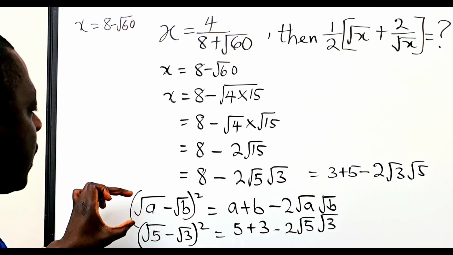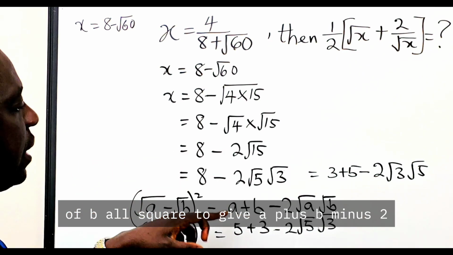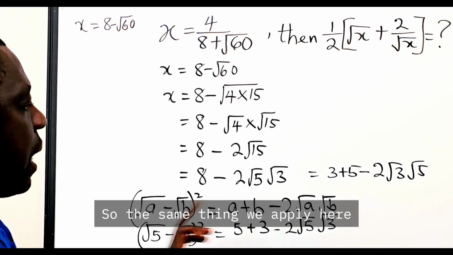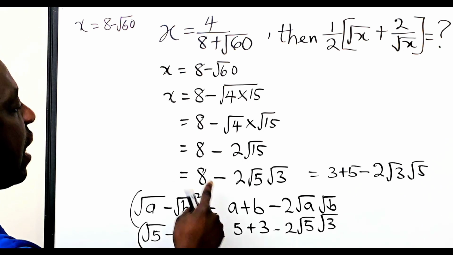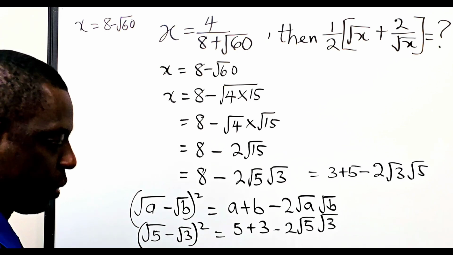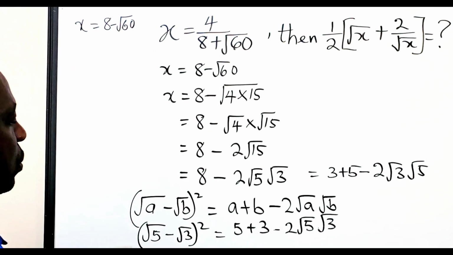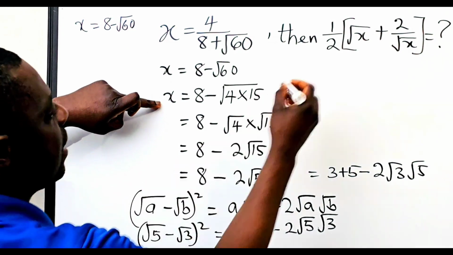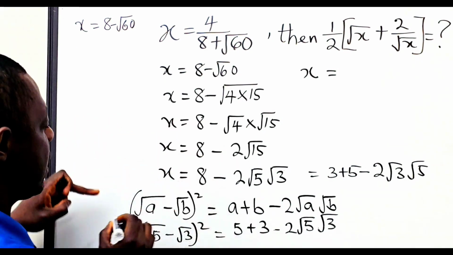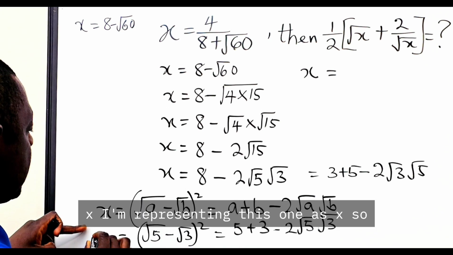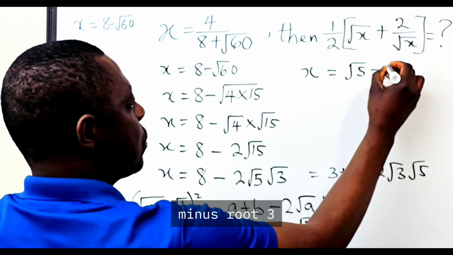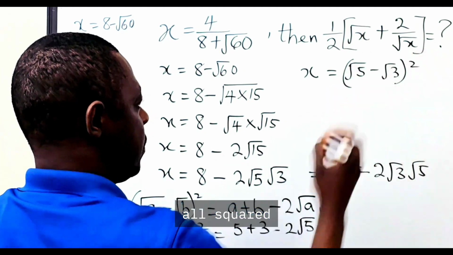By using this formula that says square root of a minus square root of b all squared gives a plus b minus 2 into square root of a square root of b, we apply the same thing here. That means everything here is root 5 minus root 3 all squared. So I'm representing this one as x. Our x equals root 5 minus root 3 all squared.